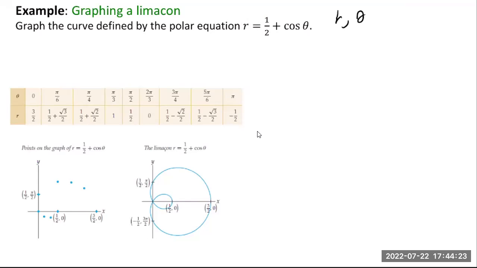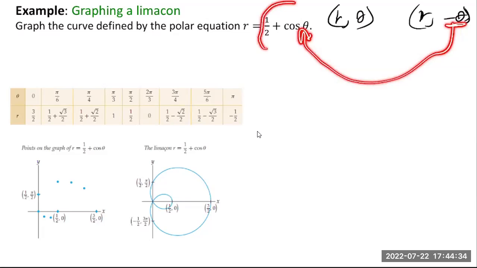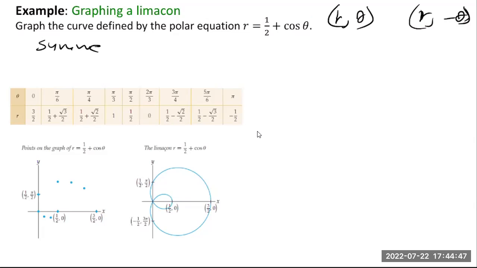Whenever (r, theta) is on the graph, you should be able to show that (r, minus theta) is also on the graph. Basically, you plug in minus theta here, you will see that you get the same function, 1/2 plus cosine theta. That means (r, minus theta) is also on the graph. So it is symmetric with respect to the x-axis.